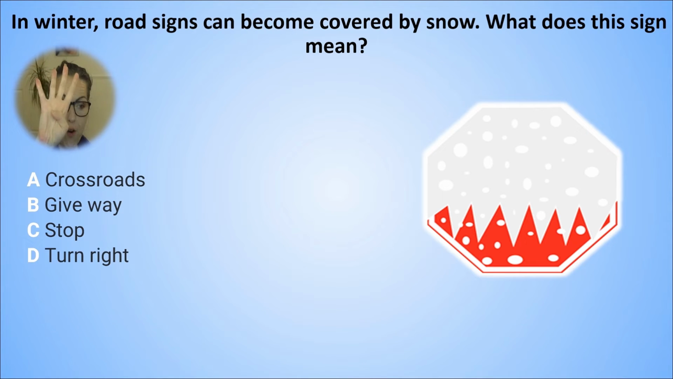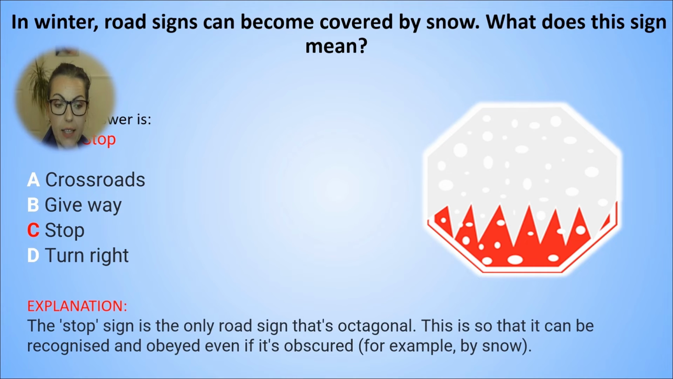5, 4, 3, 2, 1. Ready? The correct answer is C. Stop. Explanation. The stop sign is the only road sign that's octagonal. This is so that it can be recognized and obeyed even if it's obscured, for example, like in this picture, by snow.